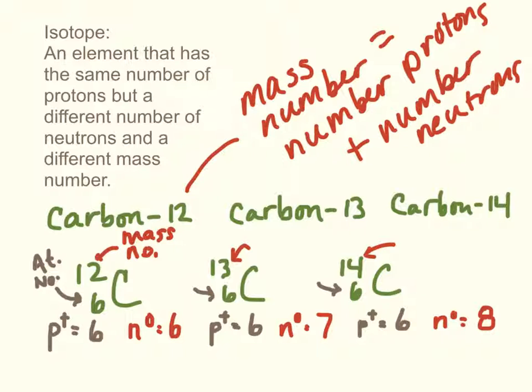If you notice, they all have the same number of protons. Because it's carbon, each of them has 6 protons. And notice they all have a different number of neutrons. This one has 6 neutrons, this one has 7, and that one has 8. And if you look at their mass numbers, they have different mass numbers.